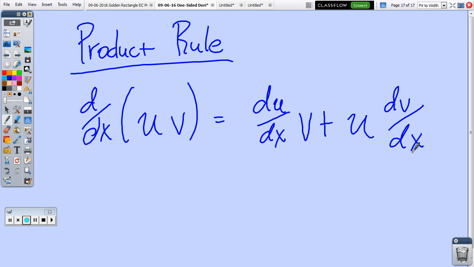So all this is saying here is, let's say you have u and v, which can be viewed as 2 different differentiable functions, and you want to take the derivative of them if they're a product. Derivative of the first guy, leave the second guy alone, plus leave the first guy alone, derivative of the second.